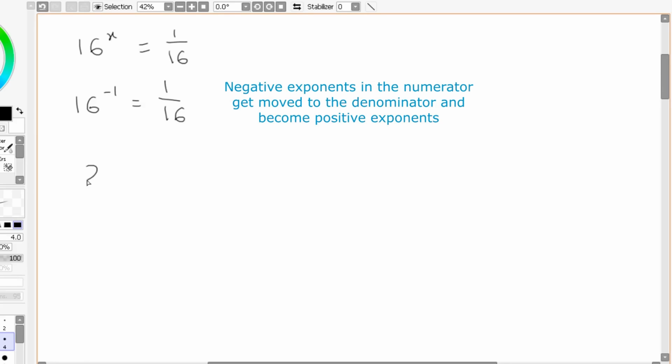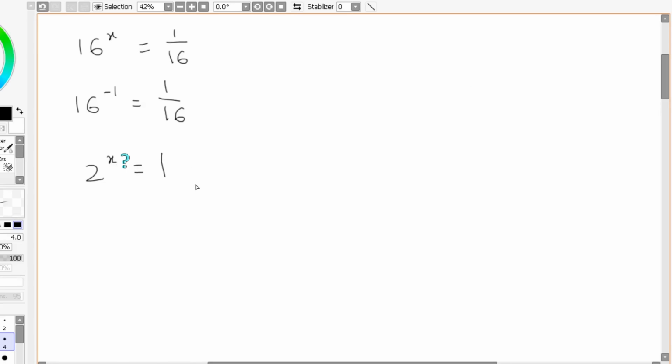Here's another. 2 to the power of x is equal to 1. What would x be? Well, you may be confused. How can you raise 2 to something to make it less than 2, but not a decimal like we would have done here? Well, the big thing to remember is that anything to the power of 0 is 1. So actually here, x is equal to 0.